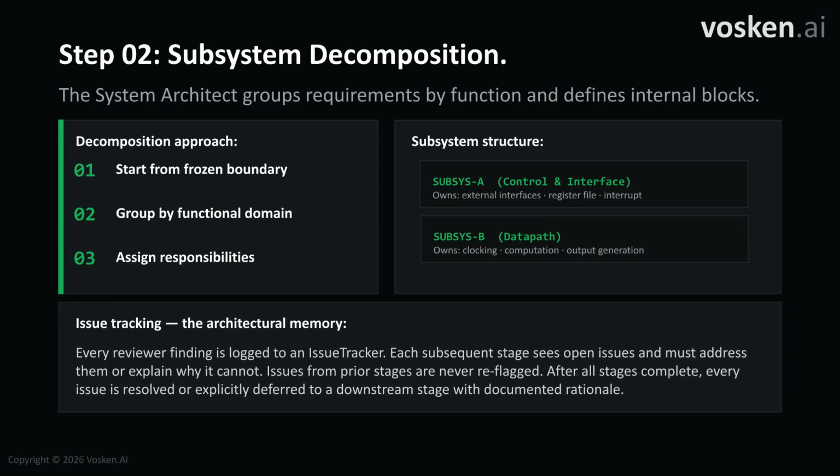The subsystem decomposition is where the block diagram is born. The AI system architect follows the functional boundaries implied by the requirements to create clean partitions. The reviewer checks the decomposition, looking for missing interfaces and ambiguous boundaries. Issues are tracked persistently across all remaining stages.